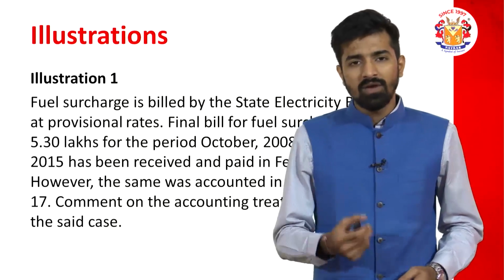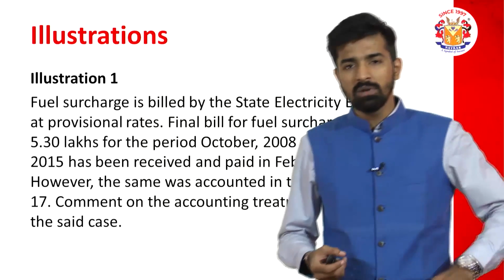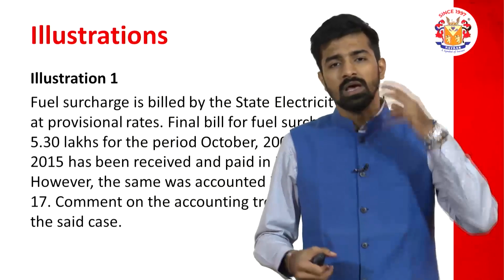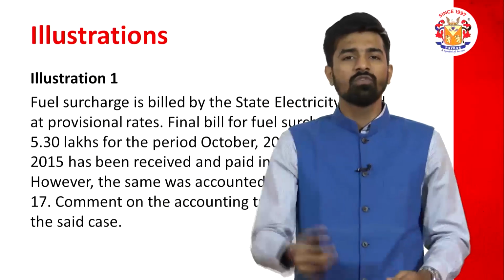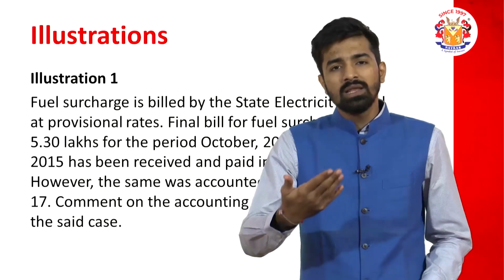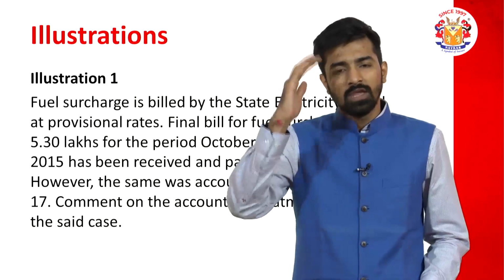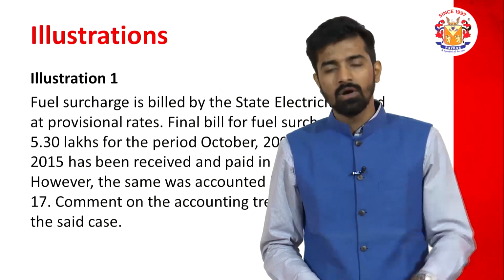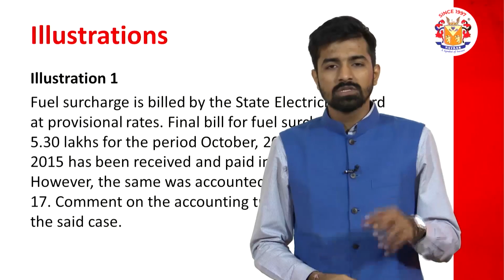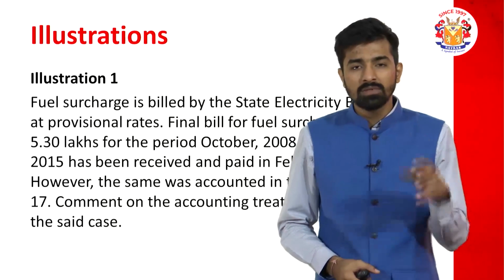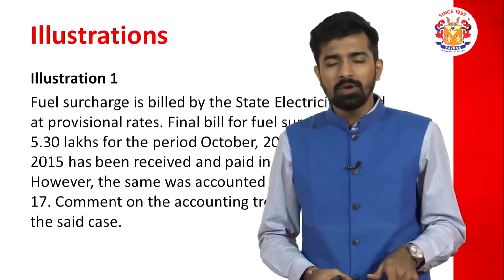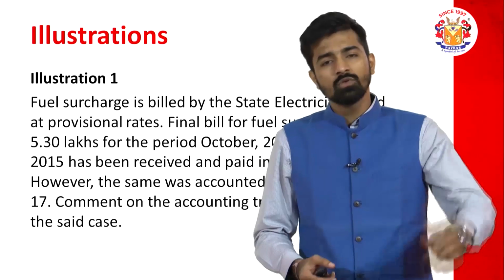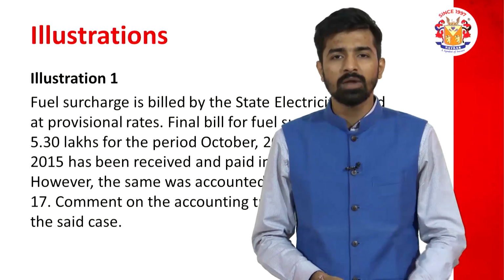Because of the final bill from October 2008 to September 2015, the final bill 5.3 lakhs, this was a supplementary invoice, so a final bill was raised for 5.3 lakhs. So 5.3 lakhs is not due to error or omission. It was actually incurred in 2015-16 only. So this is not prior period items. The prior period item, the main point is that it is a prior period item because it was recorded in 2016-17. Had it been recorded in 2015-16, it would not have been a prior period item.